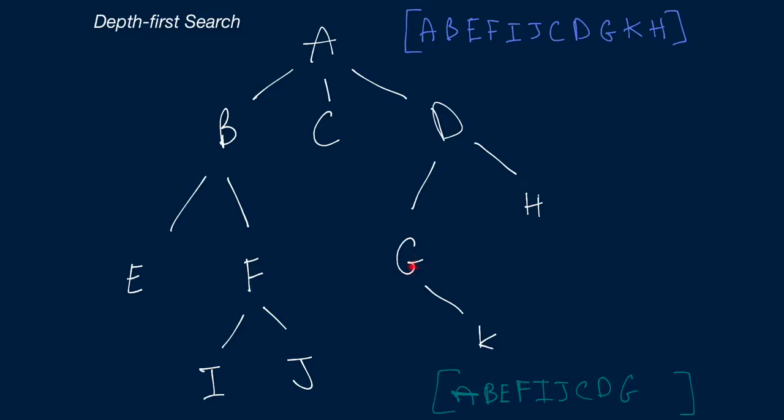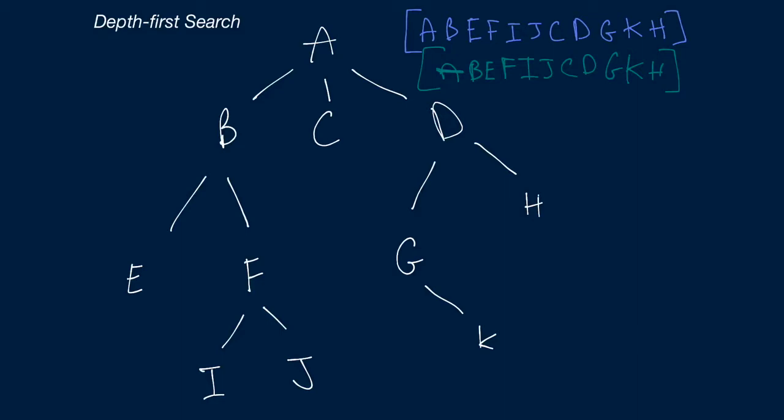Then we call depth first search on the child node of G, which is K. So add K to the array. And then finally, we're going to climb back up and get to this H and add H to the array, and we're done. So you'll notice that if we grab this array and compare it to our solution array at the beginning, they are identical. A, B, E, F, I, J, C, D, G, K, H. And so we have our solution. That's how depth first search works.